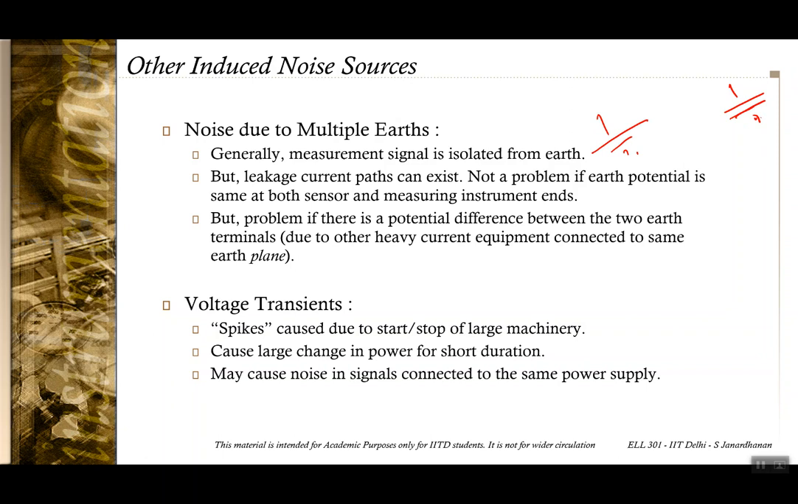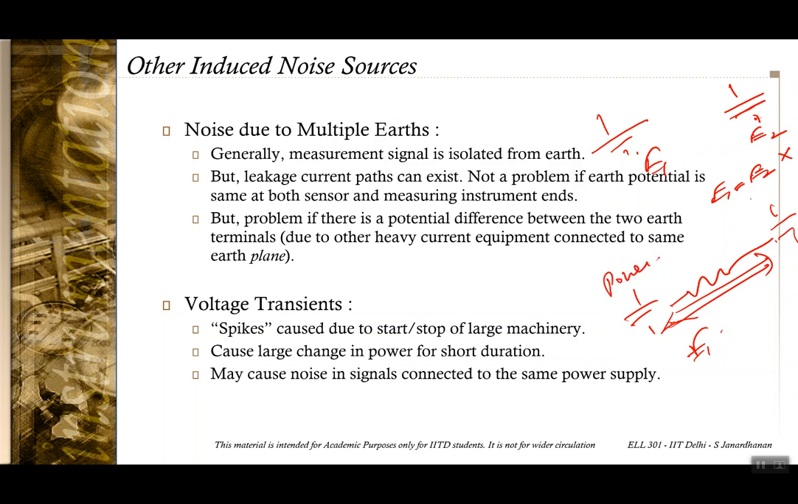typically if these two earths are at the same potential, let us say E1 is the same as E2, then there should be no problem. However, what can happen is that E1 is far away from E2 and there is some potential difference between the point E1, which is the power circuitry's earth, and the measurement circuitry's earth, which means E1 is not equal to E2, and which causes some spurious current flowing through this entire measurement circuitry. That is going to cause some noise error again.